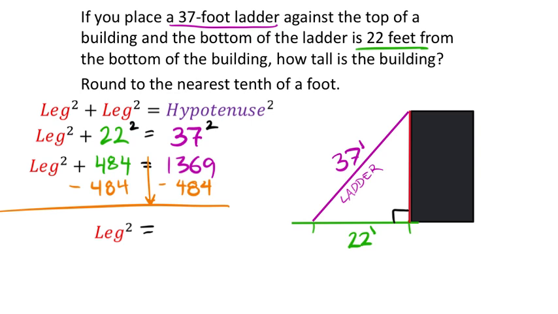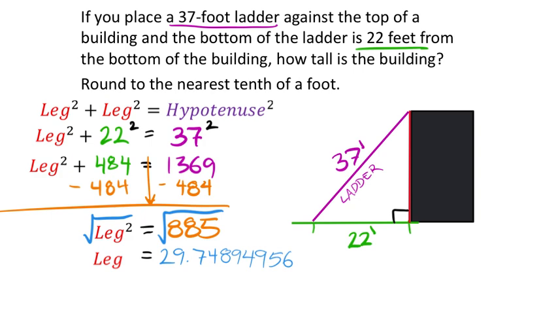And once again, you could do this on paper, maybe in your head. I'm just going to use a calculator for that. So 1,369 minus 484. And it says that leg to the power of 2 is going to be 885. Nice. Well, the last thing I need from this is not just leg to the power of 2, but I need just a regular leg to equal something. So I'm going to get rid of that power of 2 by square rooting both sides. So in the calculator, square root 885, enter, and I get this number.